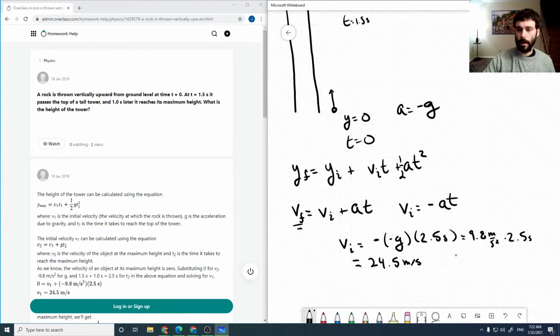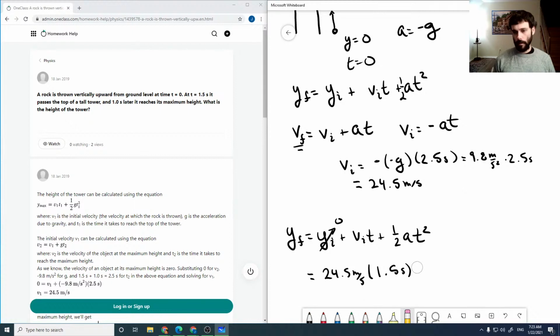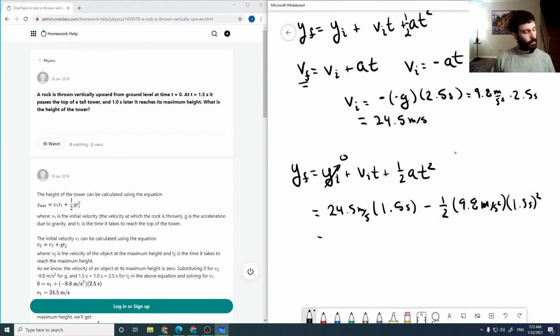And so now we're in a place to calculate the height of our tower using our 1.5 second time. Now our y_f is equal to our y_i plus our v_i t plus our 1/2 a t squared. Our y_i is 0. So we use our 24.5 meters per second speed times our 1.5 second time, and we just need to subtract our acceleration, minus 9.8 meters per second squared, times our 1.5 second time squared, which comes out to be 25.725 meters.